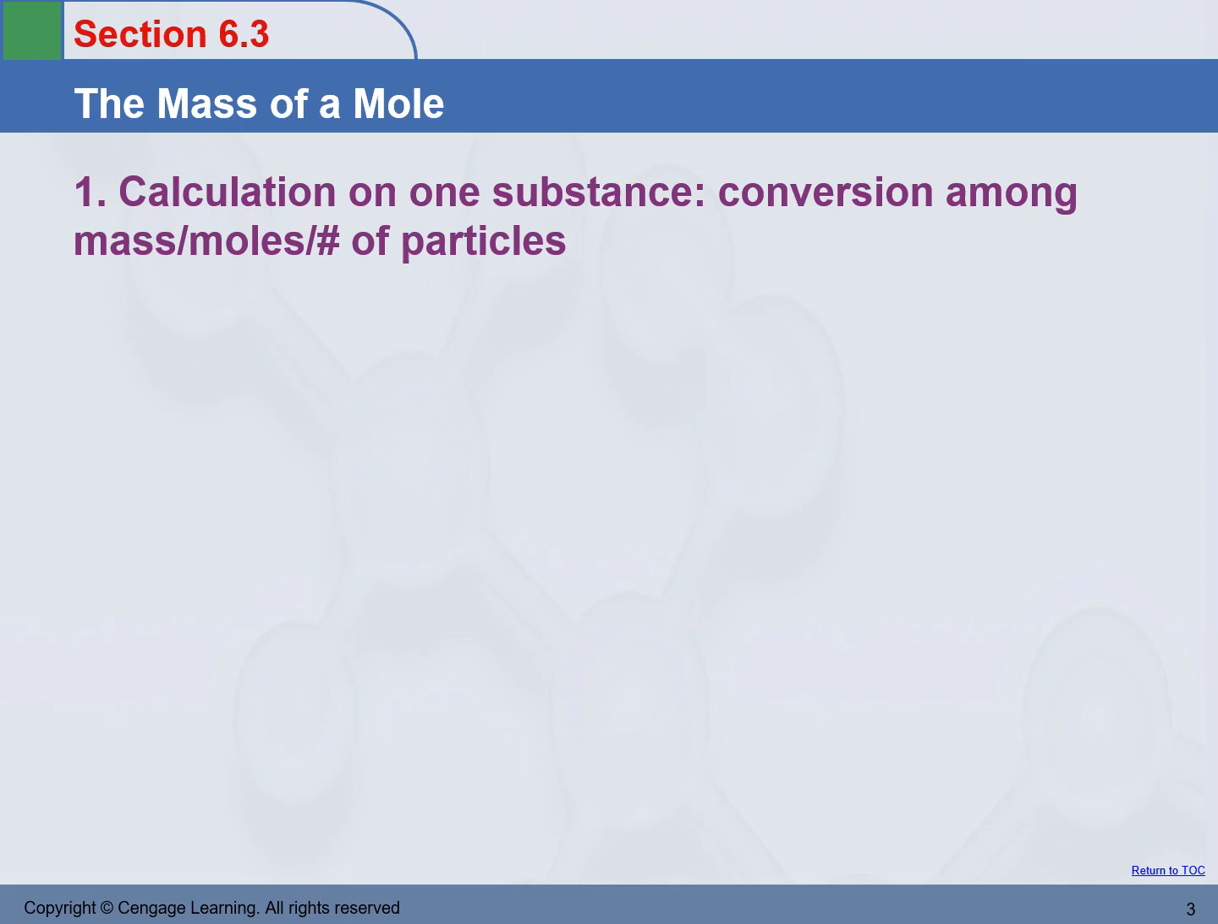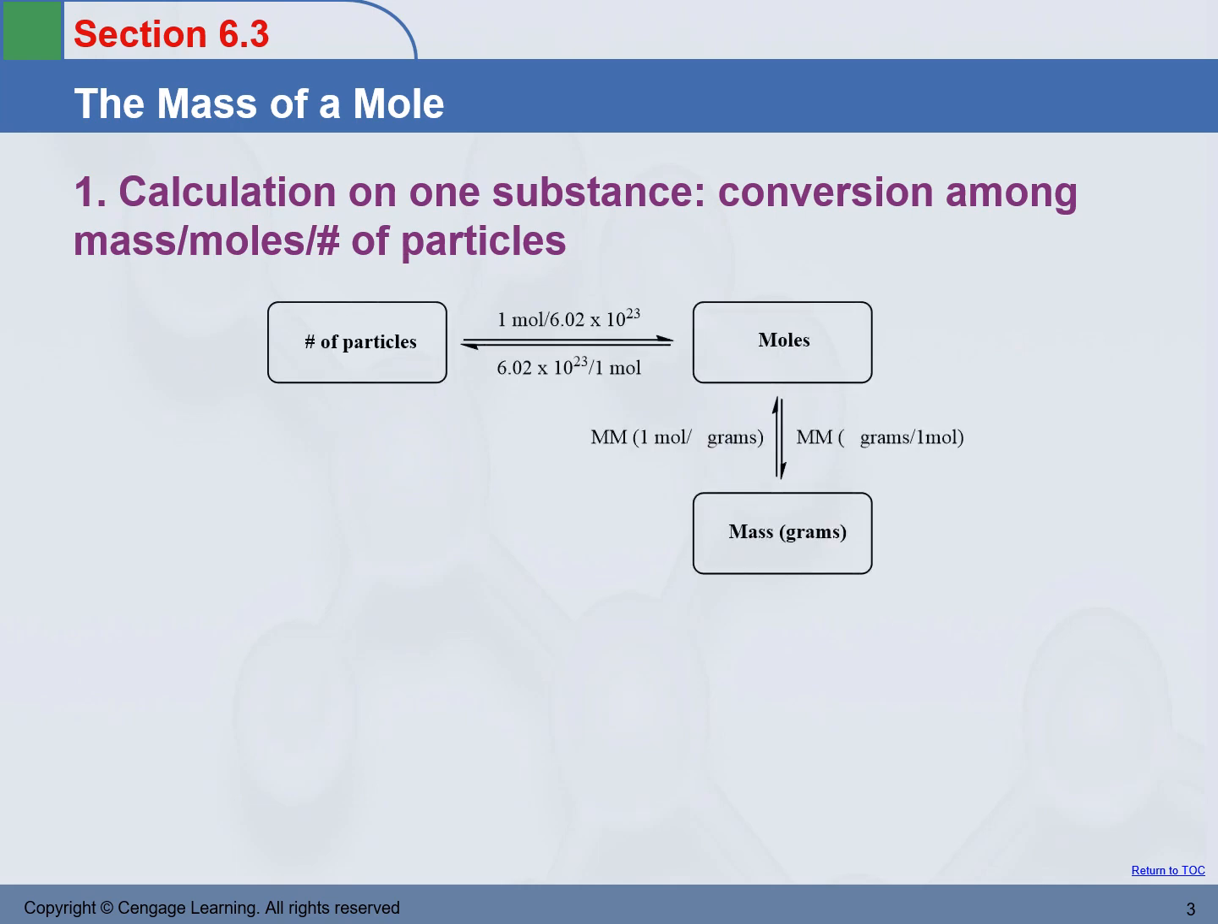Here we are. At the beginning of chapter 6, I said that this chapter is full of calculations. Well, there are actually 3 kinds of calculations. They are related, but they are getting more and more complicated. Here is the first one: calculation based on 1 substance, conversion among mass, moles, and the number of particles. What is this? I have this flow chart put here. We are going to use this flow chart every time we do calculations on this conversion between mass, moles, and the number of particles. Try to use this flow chart when you practice by yourself. It will help you a lot.